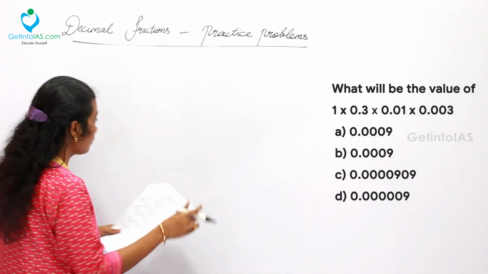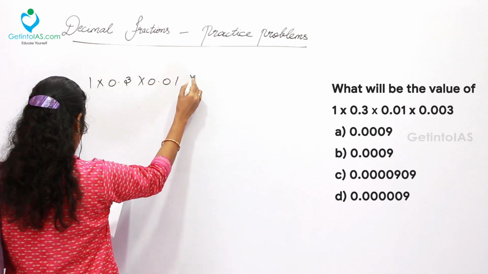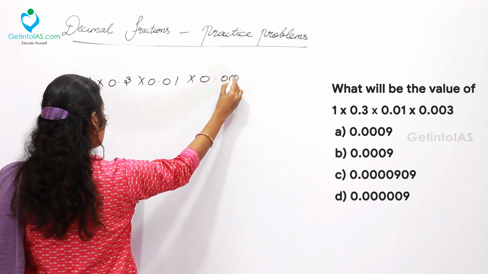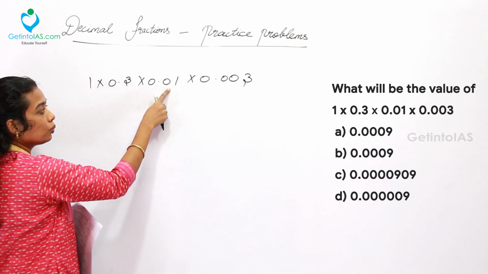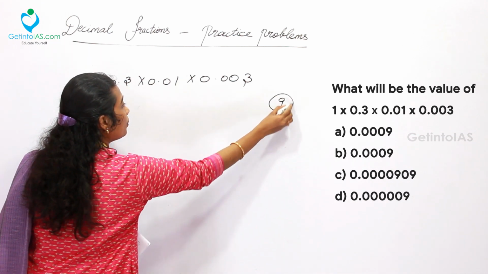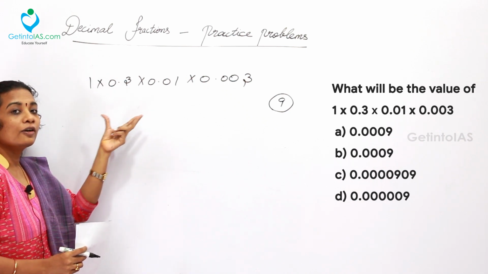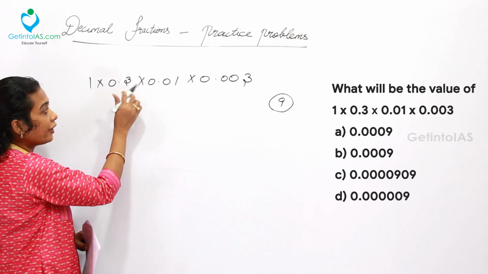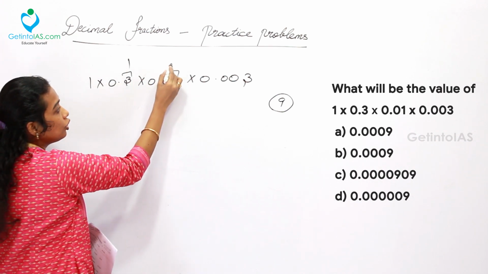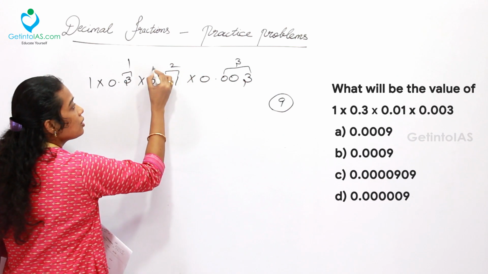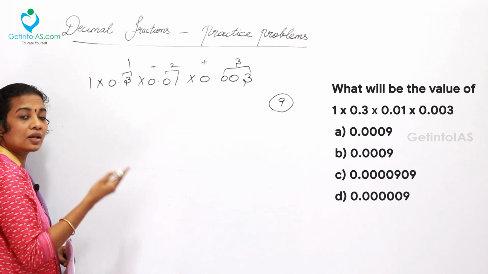The next question: 1 into 0.3 into 0.01 into 0.003. Can you guess the result? Yes, only 1 into 3, 3 into 1, 1 into 3, 9. 9 is going to be the unit digit of the product. So, how many digits are there after the decimal? These are the things you want to gather. How many digits after decimal? 1 digit. How many digits after decimal? 2 digits. How many digits after decimal? 3. Simply add up. In case of multiplication, you want to add 1 plus 2 plus 3. 6 digits after the decimal point.